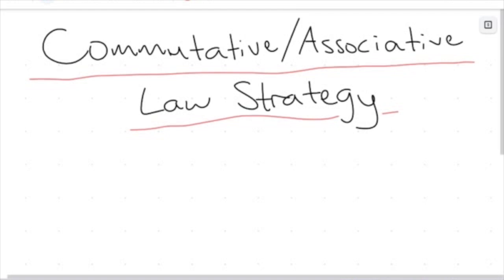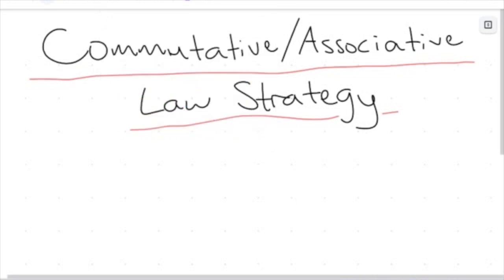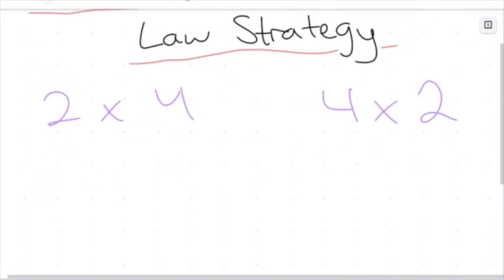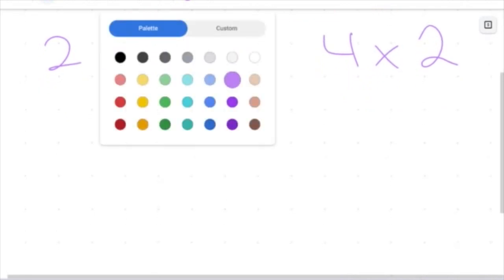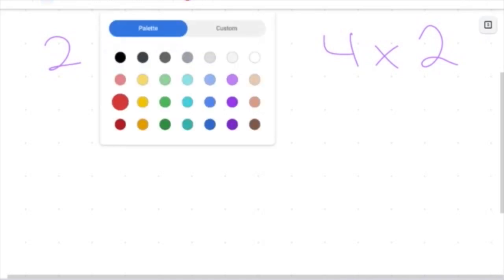Now, I'm going to start just by quickly showing you why these are commutative and associative. I talked a little bit in the first video about the idea of commutative, but let's just do this one more time. So if I wanted to show that 2 times 4 is the same as 4 times 2, well, let's look at how we visualize these things again. This is telling us that I have two groups of 4. That's what multiplication tells us in the end.